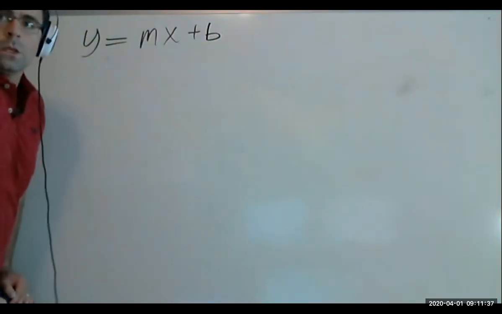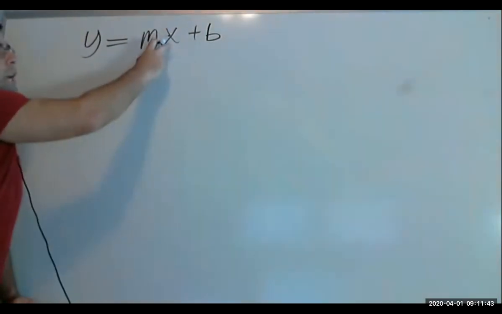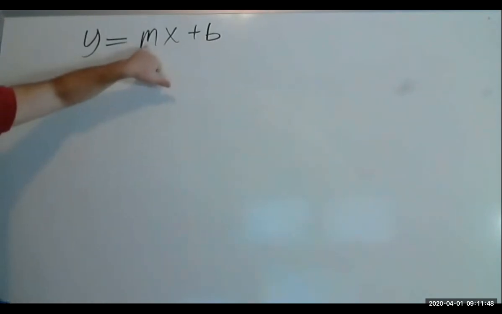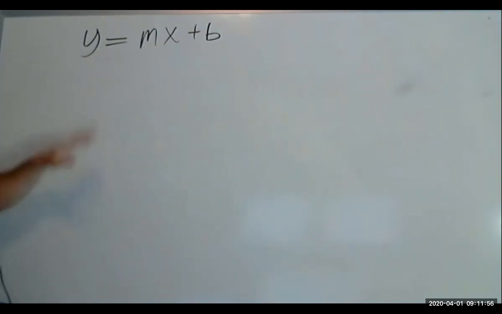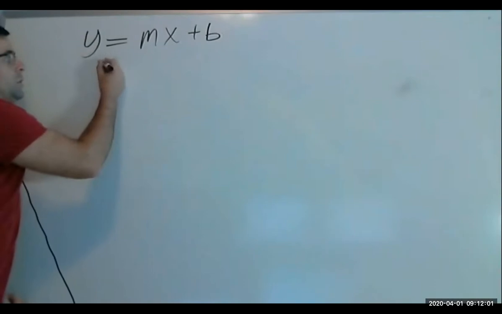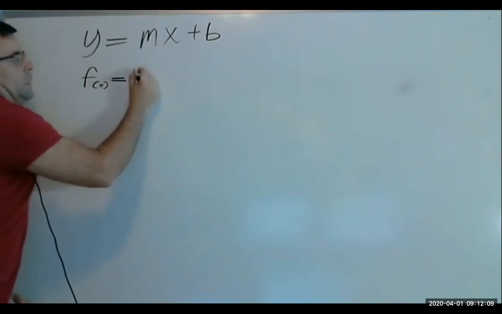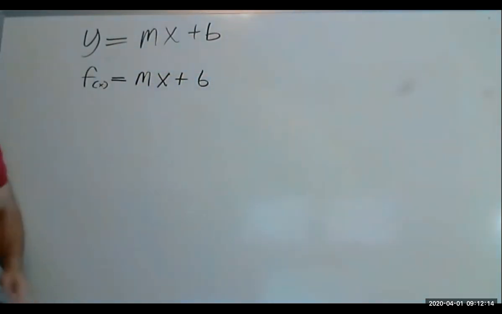All right. So this is a function. You have an input, x. Just put something in for x. And then the slope and the y-intercept act on it, and you get out at the end a y. So y is a function of x. Another way you could write this is f of x equals mx plus b.